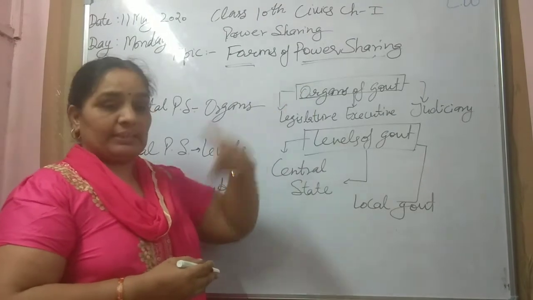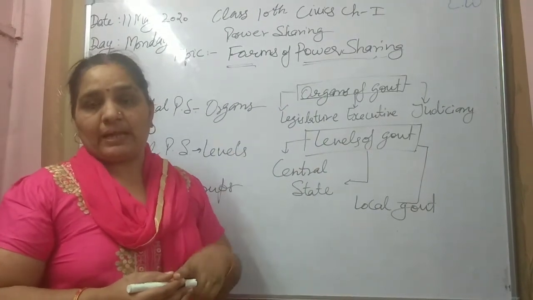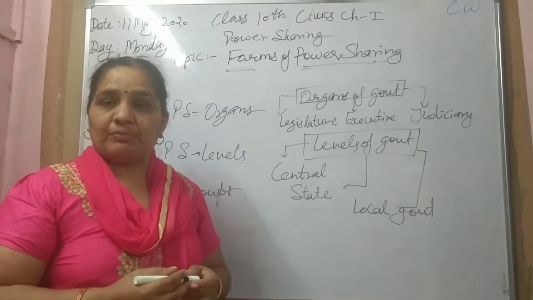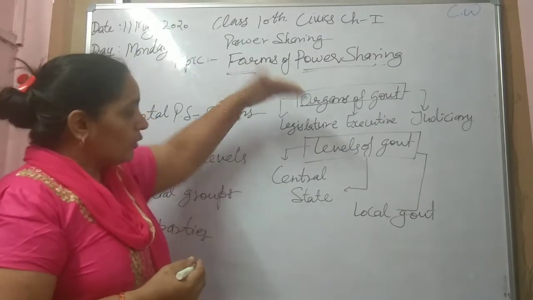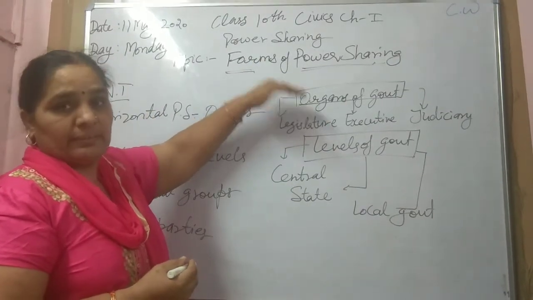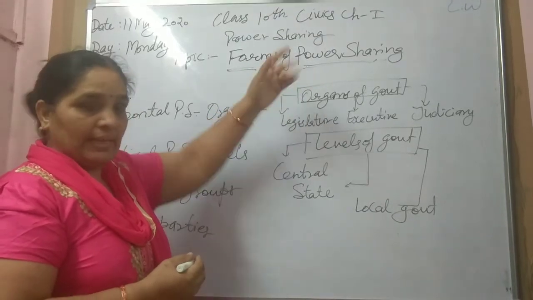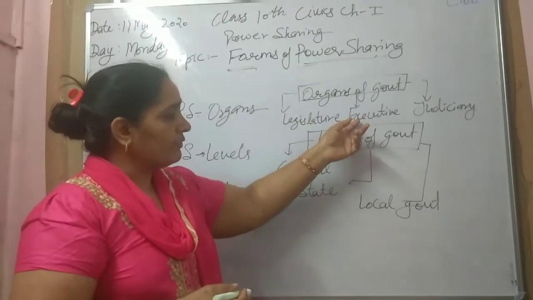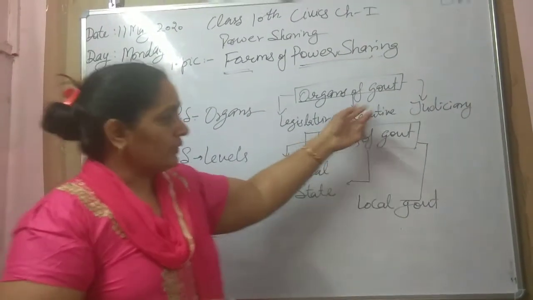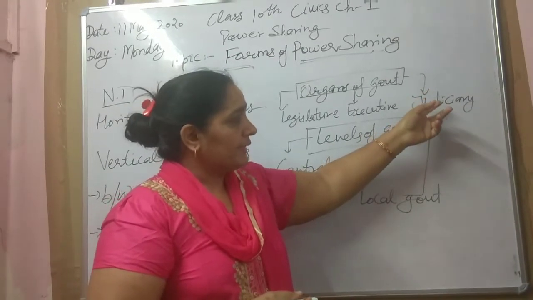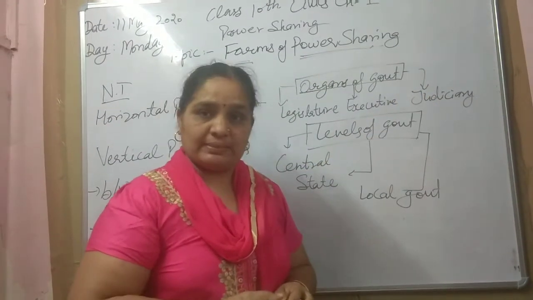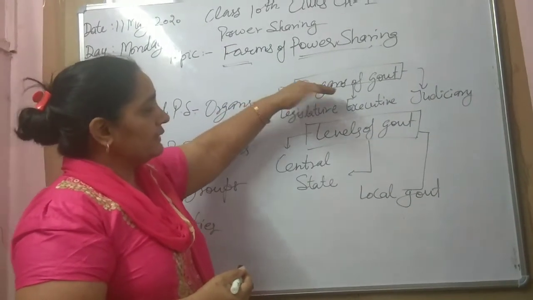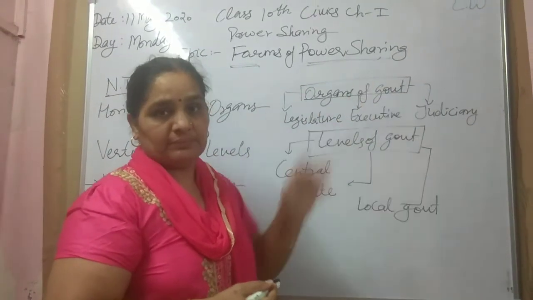Organs of the government work like the parts of the human body. Eyes do the work of seeing, ears do the work of hearing. Like that, all three organs are independent. They do their work independently. The legislature does the work of making laws, the executive implements those laws, and the judiciary takes decisions on the basis of evidence. So power is shared horizontally among three organs of the government.